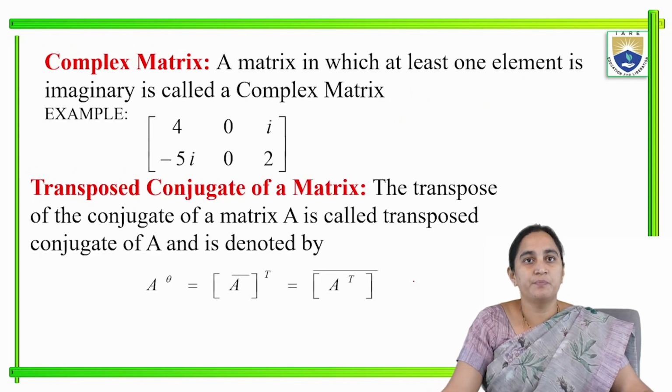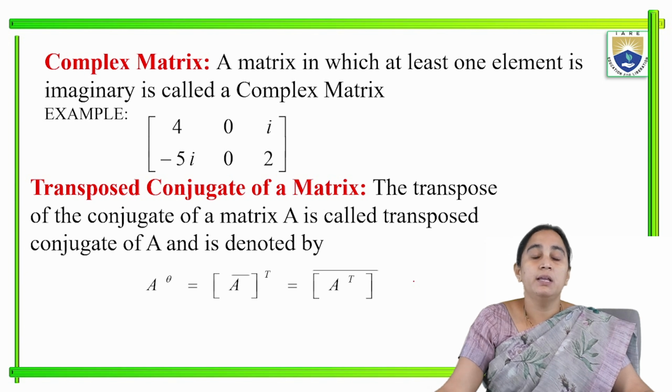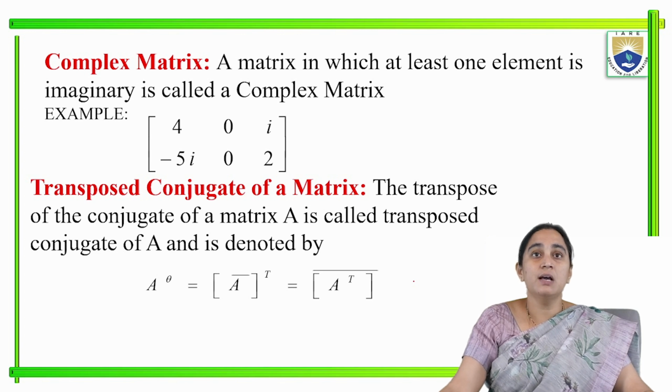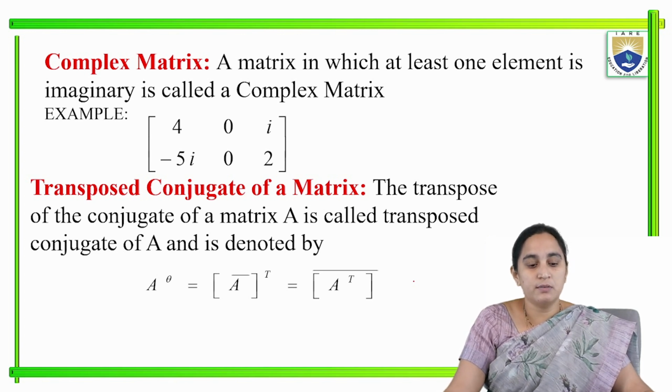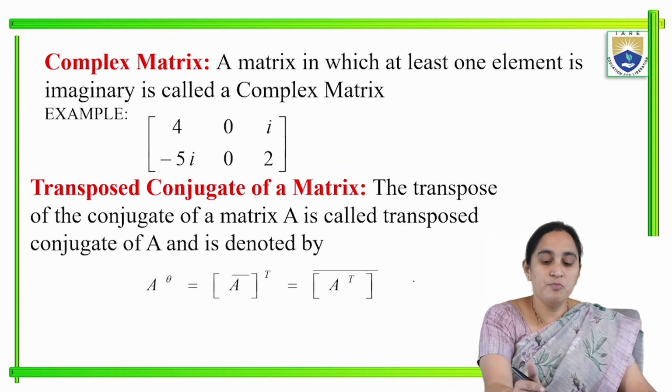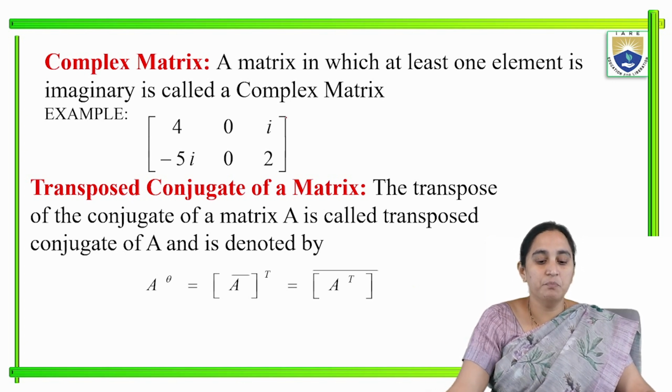Next one, complex matrix. What is complex? A matrix in which at least one element is imaginary. In a real matrix, all elements are only real numbers. But in a complex matrix, at least one element is a complex or imaginary number. Example for that: 4 0 i, minus 5i 2. Observe here how many complex numbers there are: i and minus 5i.